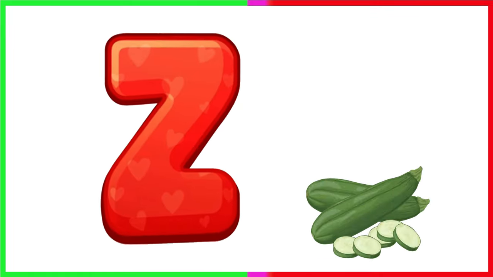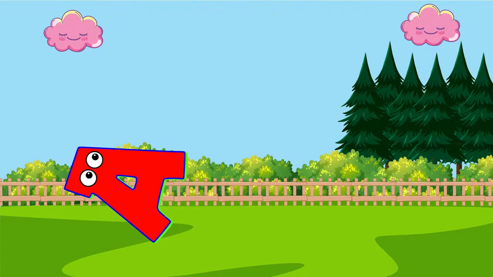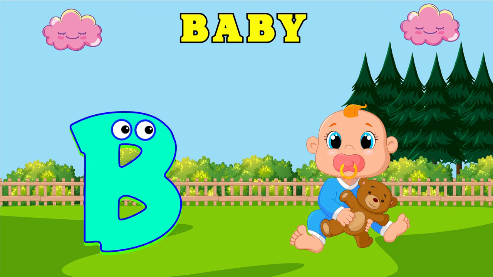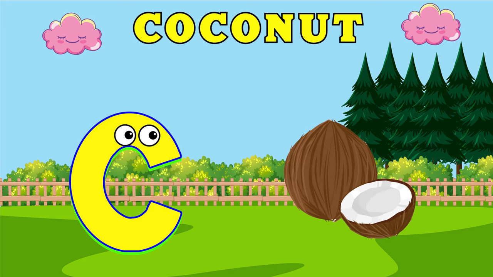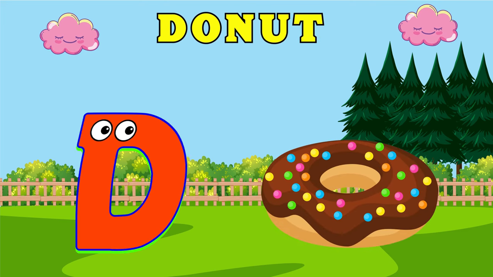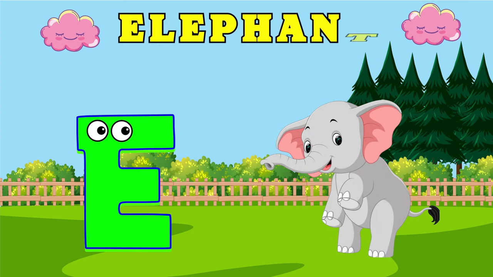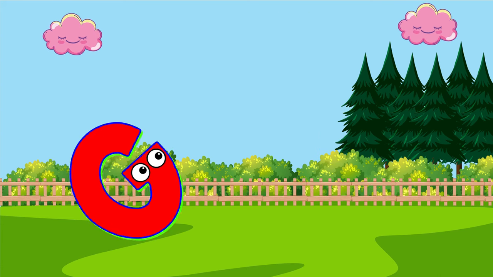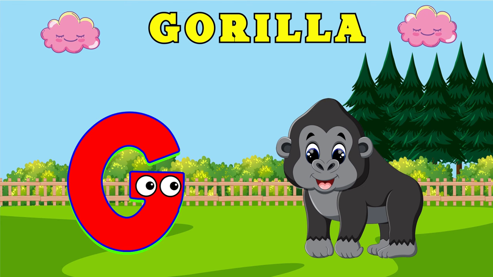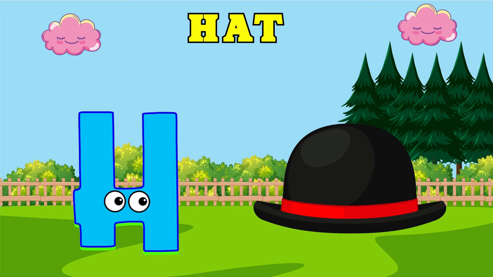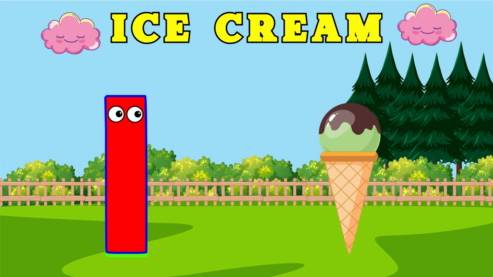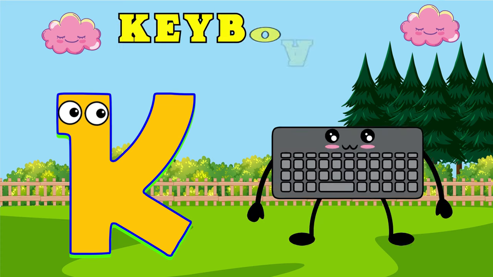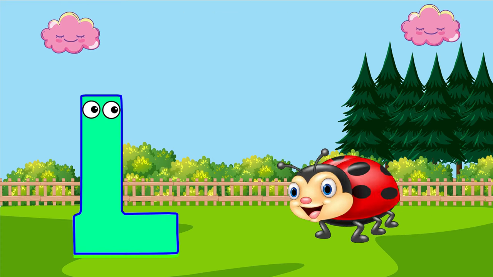Zucchini. D is for donut. E is for elephant. F is for fairy. G is for gorilla. H is for head. I is for ice cream. J is for joker. K is for keyboard.